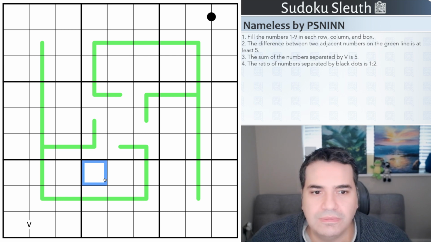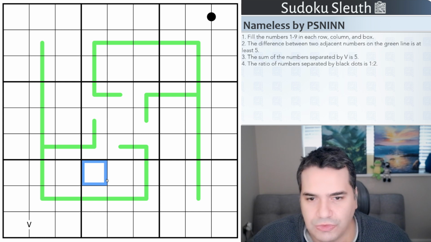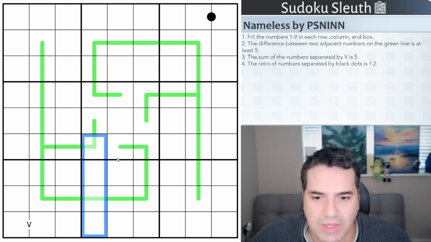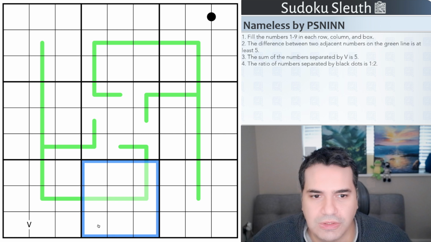So fill the numbers 1 to 9 in each row, column, and box. I guess that's normal Sudoku rules, so place the digits 1 to 9 once each in every row, in every column, and in every 3x3 box. That's a 3x3 box, not what I was trying to draw earlier.